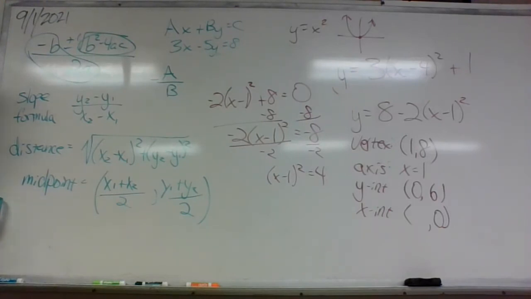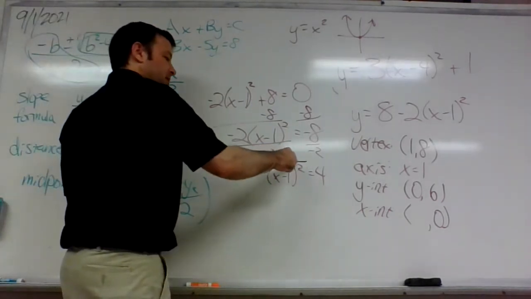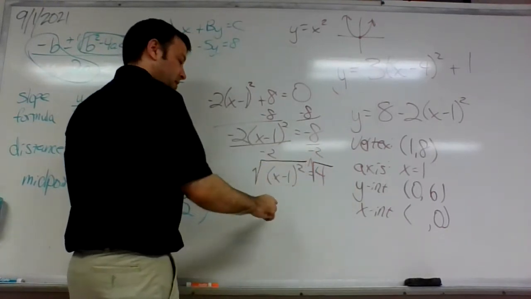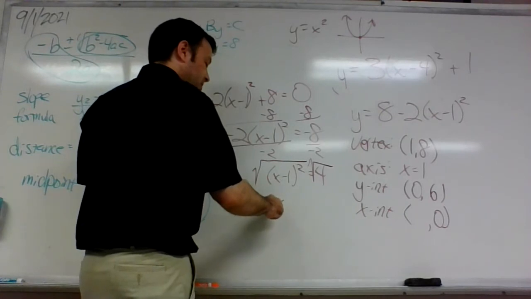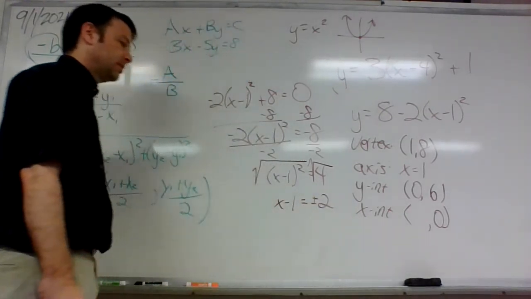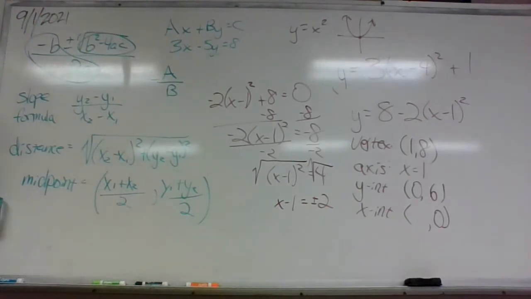Let's do that. Here's the thing that we forgot though. When you square root, you have to make it plus or minus. So it's x minus 1 equals plus or minus 2. I forgot.